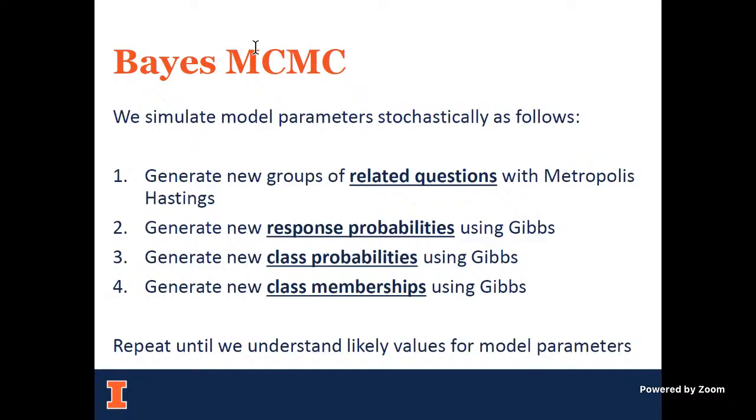It does that in a Bayesian framework. So we do Bayes MCMC. We have a number of iterations. In each iteration, we try to generate related questions, generate the response probabilities for those questions, identify how common or uncommon the different classes are, and figure out which person belongs to which class. And we just repeat this over and over until we have a good understanding of the distribution of our model parameters.